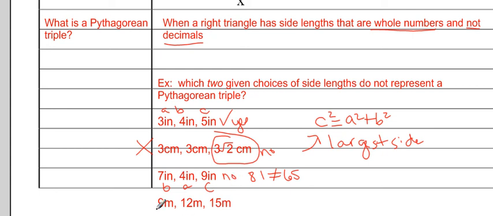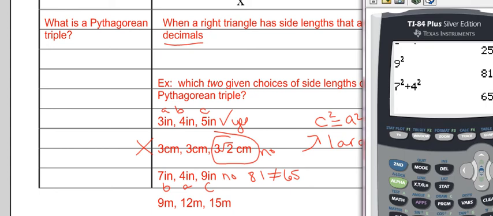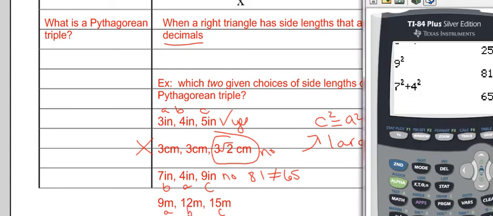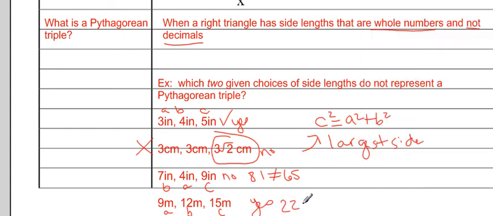And then the last one, 9, 12, and 15, well, we already said there was 2 that weren't and 2 that were. But anyway, I'm just going to do it just to show you that a and b would be 9 and 12. So c squared, 15 squared should equal 9 squared plus 12 squared. And if you notice, 225 equals 225. So yes, 225 equals 225.